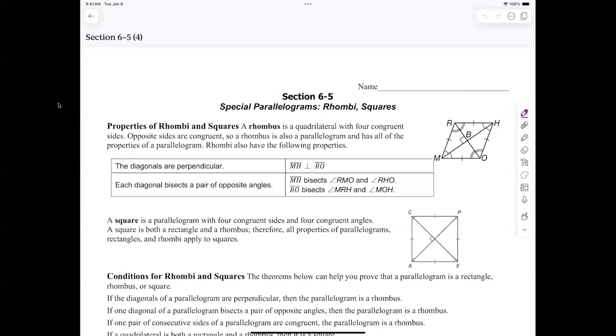So now we have special parallelograms. The rhombi, which is just plural for rhombus, and squares. What's the difference between a square and a rhombus? A rhombus does not have 90-degree angles. But certainly all of the sides are congruent. Does everybody agree with that?